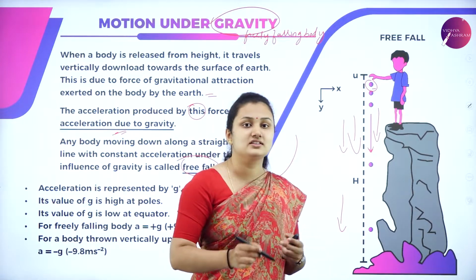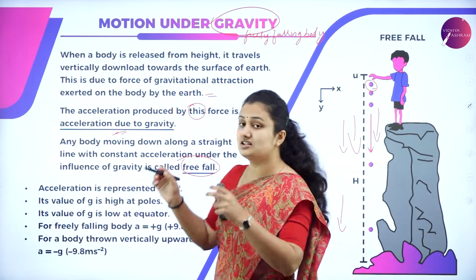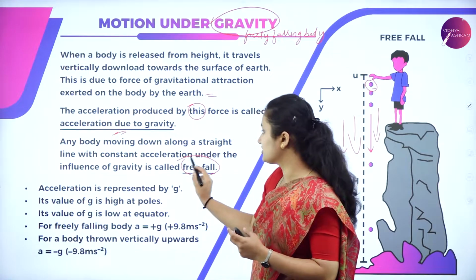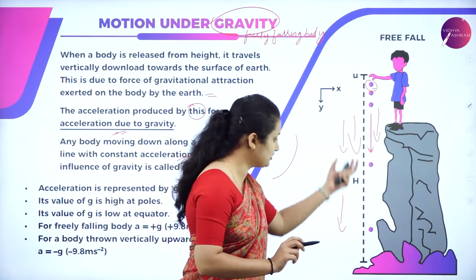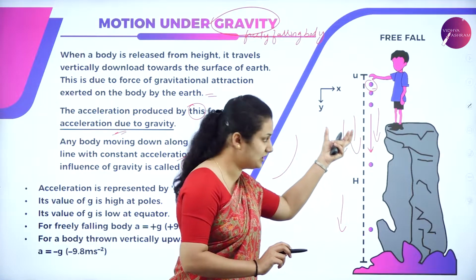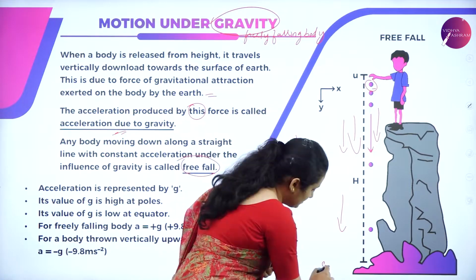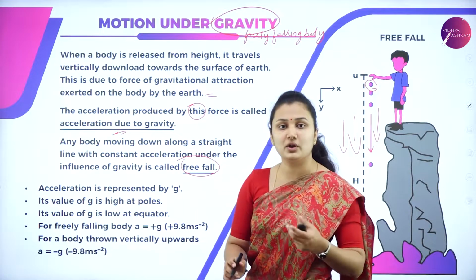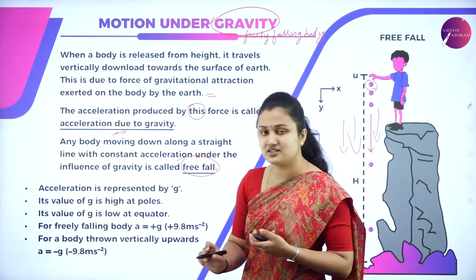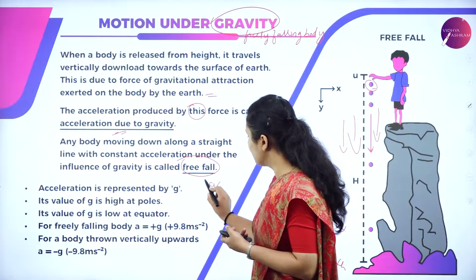When a ball is acting downwards, it is in a straight line, which means it has a constant acceleration under the influence of gravity. Gravity is pulling the ball, which is moving with a constant acceleration towards the earth. That is what we call free fall. So acceleration is represented by g, small g.